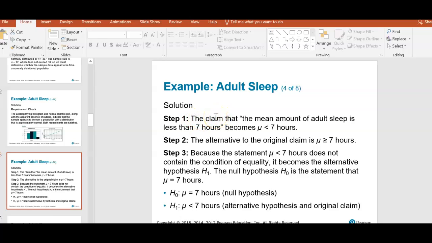So step 1, the claim is that the mean amount of adults sleep is less than 7 hours, becomes mu is less than 7. The alternative is mu is greater than or equal to 7. Mu is less than 7 does not contain equality, so it becomes the alternative hypothesis. The null hypothesis is that mu is 7 hours. So our setup is H0 is mu equals 7 and H1 is mu is less than 7, which was our original claim.